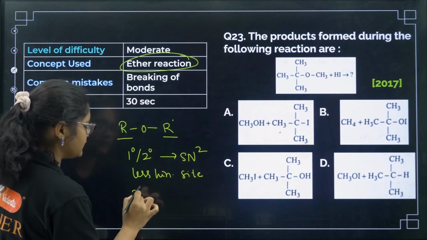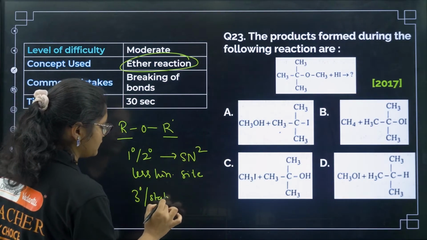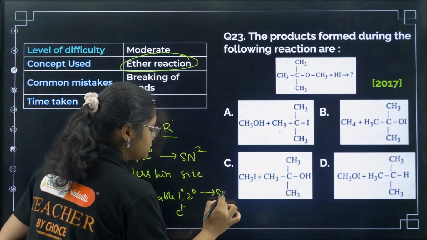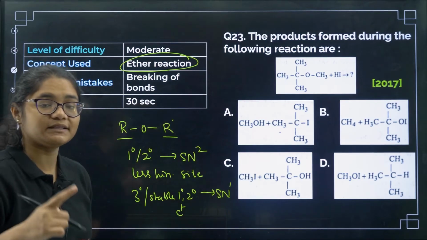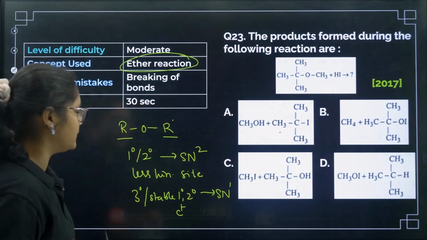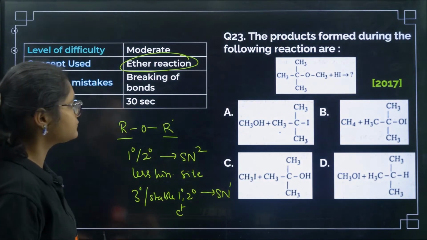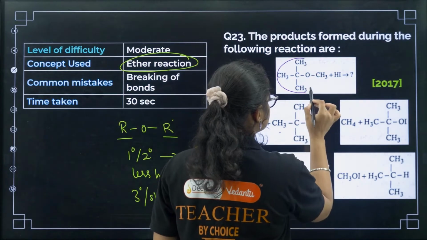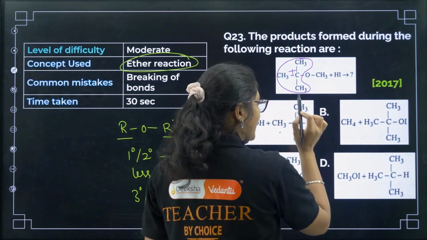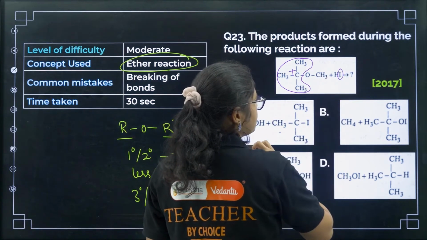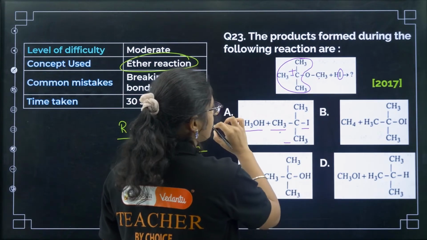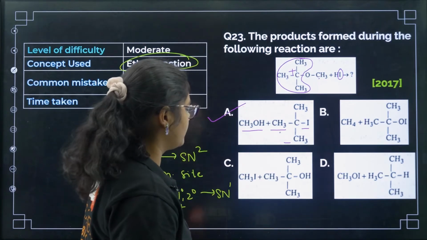But if there is any tertiary group or a stable carbocation, a stable primary or secondary carbocation, in that case it follows the SN1 mechanism, and we check which carbocation is more stable, and the nucleophile will attack the most stable carbocation. Now if you see here, this is a tertiary group, so definitely a carbocation will be formed here, the plus charge will come here, and this I minus has to attack here. So what will I get here? This will be the product, and this one will be CH3OH. So the correct answer will be option number A.